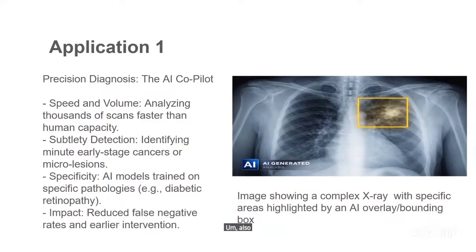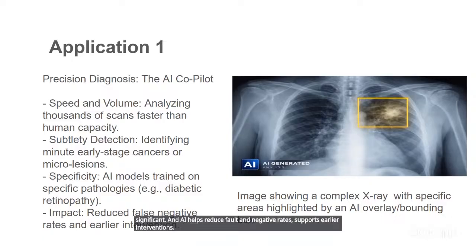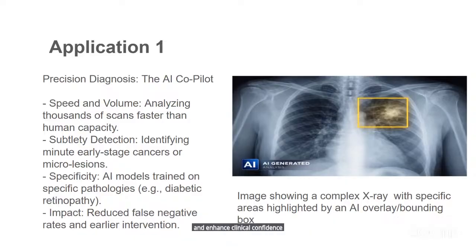Also, AI models can be trained on very specific pathologies. So that means it's specific. For example, detecting diabetic retinopathy or subtle lung nodules, this improves diagnostic accuracy and helps reduce unnecessary investigations. So the overall impact of this application is significant. AI helps reduce false negative rates, supports earlier interventions, and enhances clinical confidence. Importantly, the final decision always remains with the clinician.